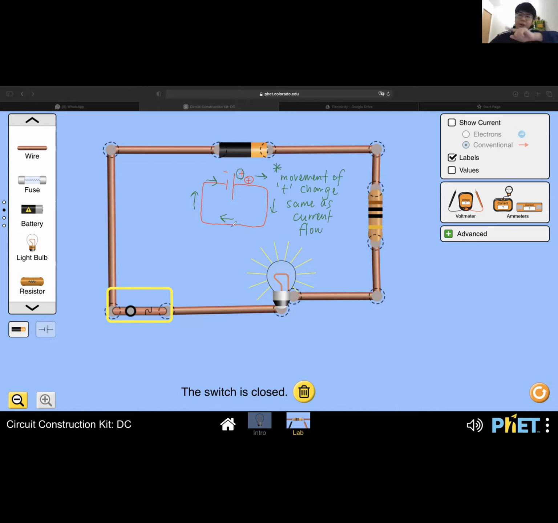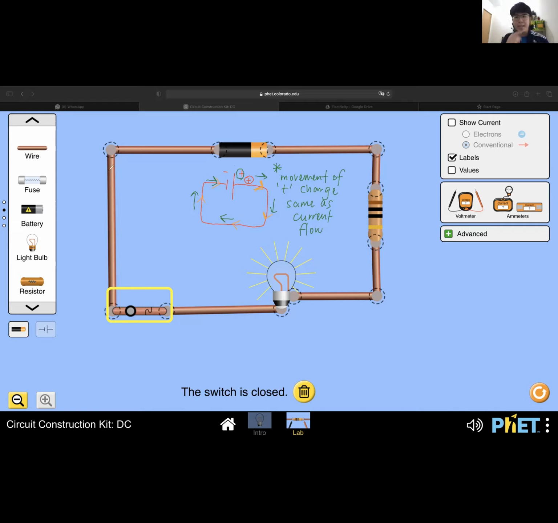Can current flow from negative to positive? No. Positive to negative always. So if you want to label where the current is flowing, you put an arrow coming out from the positive terminal and going to the negative terminal. That is the flow of the current direction. So always come out from the positive.